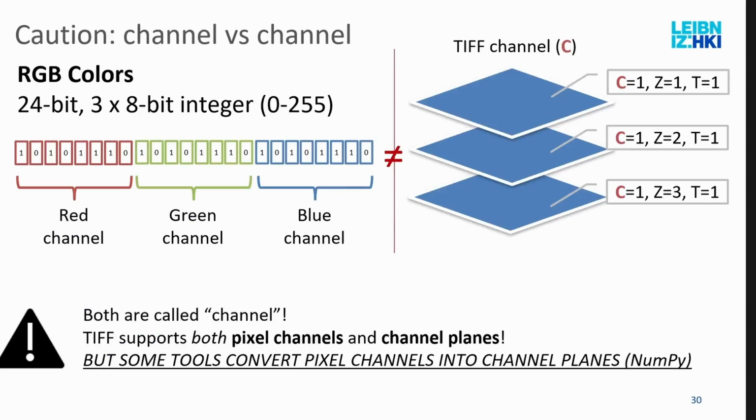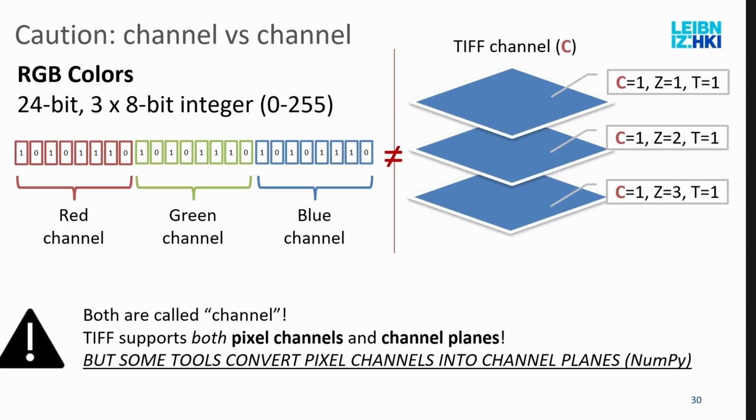And then we come to the thing, channel versus channel. And this is the ultra annoying thing that they named it channel. So we have RGB colors, which, as explained, you can represent as 3 times 8-bit integers, and then we have a red, green, and blue channel inside the pixel.